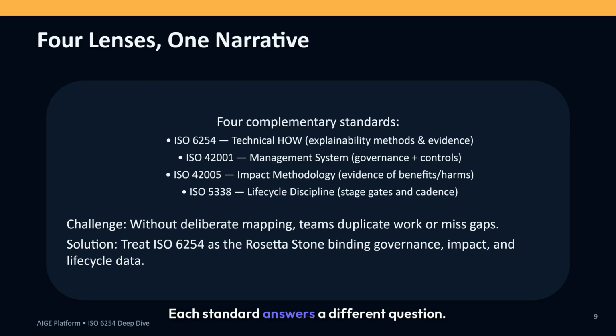Each standard answers a different question. ISO 6254 is the technical how. It gives you explainability methods and evidence. ISO 42001 is the management system, governance and controls. ISO 42005 is the impact methodology, evidence of benefits and harms. And ISO 5338 is the lifecycle discipline, stage gates and cadence. Without deliberate mapping, you either duplicate work or leave blind spots.